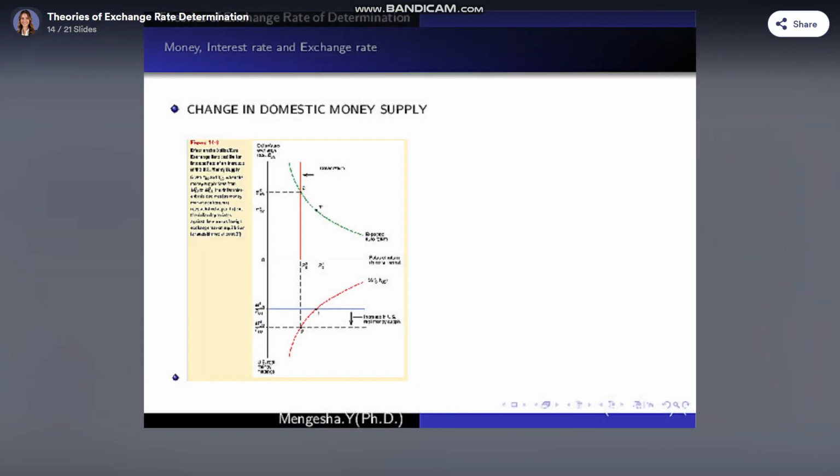A temporary increase in the U.S. money supply lowers dollar interest rates, which initially causes the dollar to depreciate against the euro. Over time, as prices adjust, the exchange rate appreciates to a new level, reflecting the long-run equilibrium. This process illustrates how short-run monetary changes affect exchange rates before prices fully adjust.